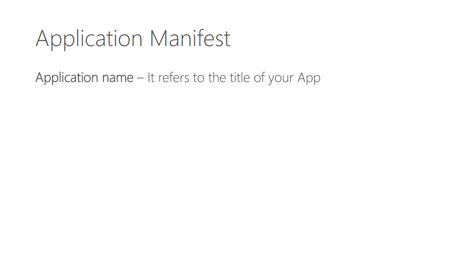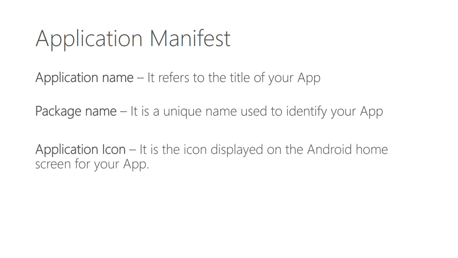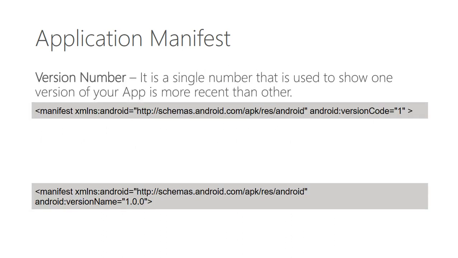The manifest contains the application name, which refers to the title of your app. Package name, a unique name used to identify your app. Application icon, the icon displayed on the Android home screen for your app. Version number, a single number used to show that one version of your app is more recent than another.